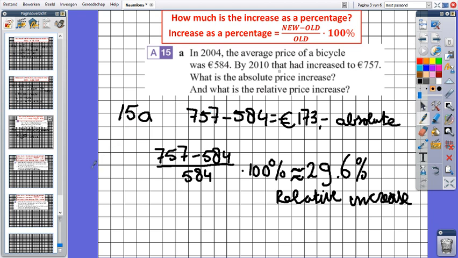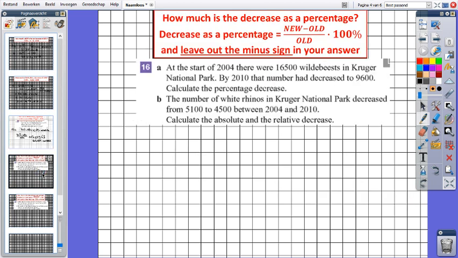Again, the next example is almost going to involve the same steps as the previous one. Take a look at the formula. It's almost exactly the same. The difference is that we now have to leave out the minus sign. Let's take a look in this case at example 16. Not A, you can try that one by yourself. I'm going to take a look at 16b.